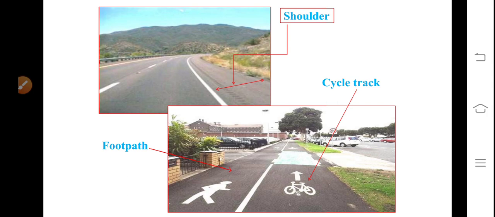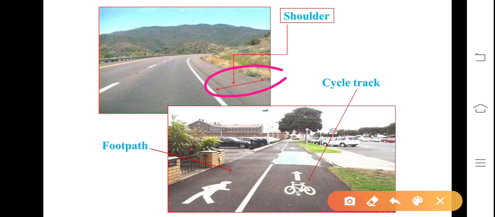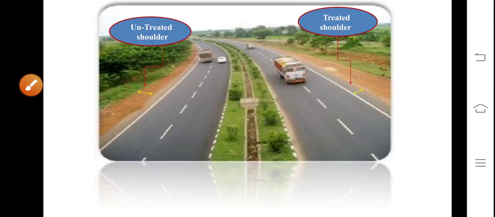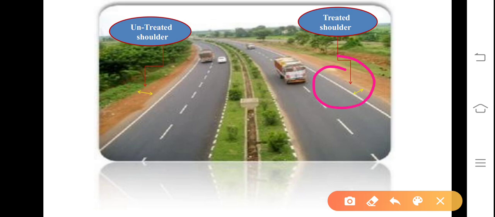This is shoulder, which is shown here. Shoulder. This is footpath for pedestrians, and especially cycle tracks are provided usually in urban cities. Those who are belonging to Pune, they must have seen. You can see here treated shoulders. Here you can see untreated shoulders with a physical divider, or also known as separators.